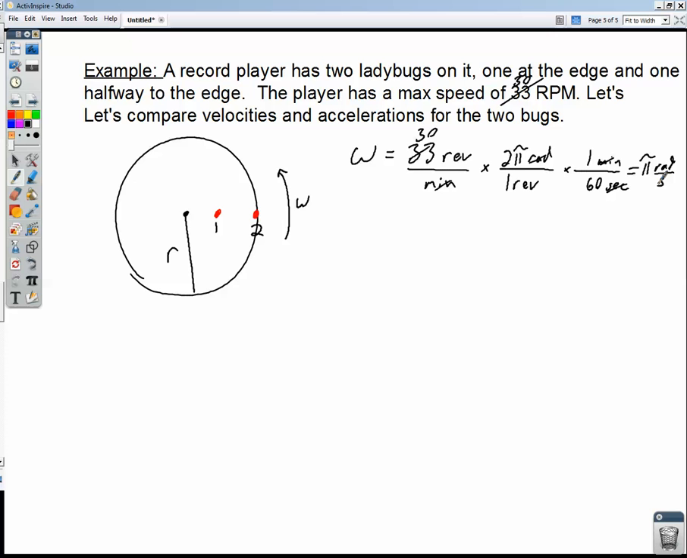We've got to think, who has that angular velocity? Is it Ladybug 1 or Ladybug number 2? And when we think about it, Ladybug 1 goes once around the circle in the same amount of time that Ladybug 2 goes once around the circle.